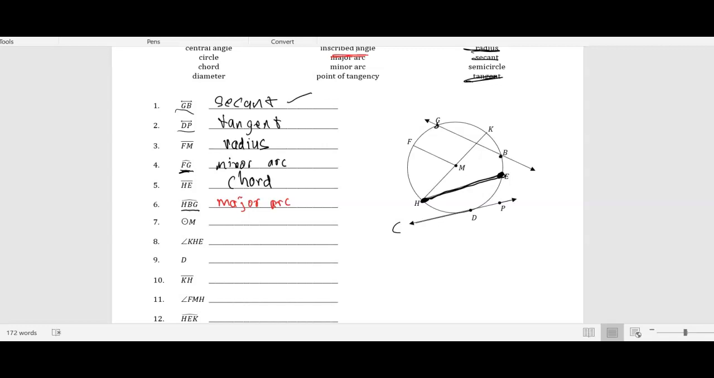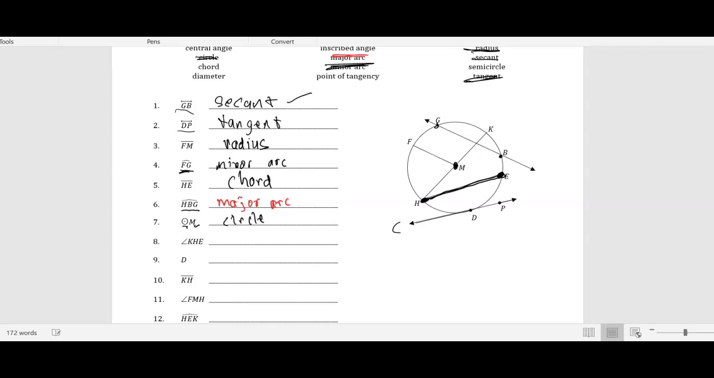7, this is how we label a circle. So this is circle M. A circle is always named by its radius or its center, and in this case, M is our center. So we're done with that one. And let's get rid of minor arc.